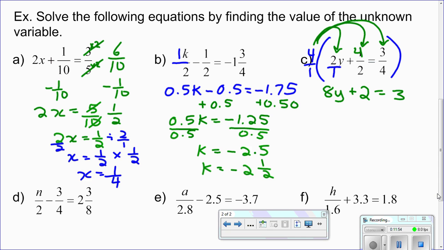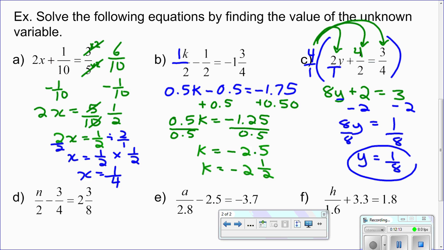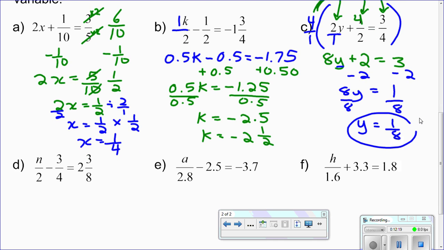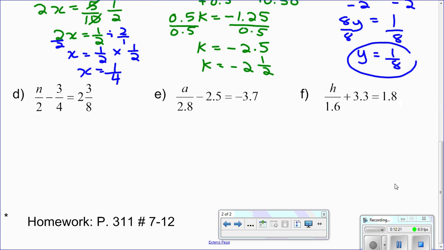So again, isolate my variable, work backwards BEDMAS, subtract 2 on both sides first. So then we get 8y plus 0 equals 1. 8 times y, do the opposite, divide by 8. So y equals 1/8. Okay, so again, we ended up with a decimal in the end, but when we had to do any of the adding or subtracting, we ended up with a whole number instead.